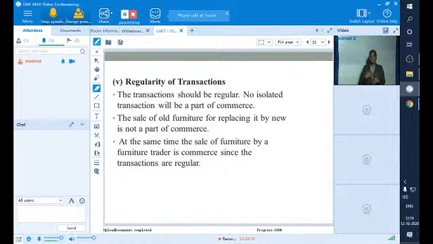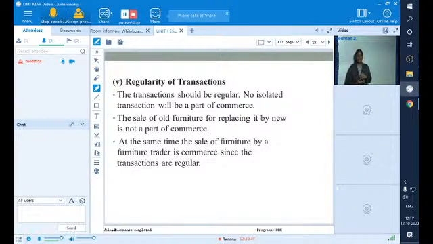Next thing, the sale of old furniture for replacing it by new is not a part of commerce. Here you are going to replace the defective product, so this is not a part of commerce. Here you are not getting money. You are getting the product that is replaced. So the sale of old furniture for replacing it by a new one is not a part of commerce.